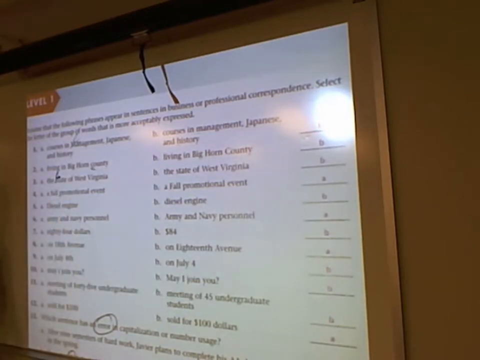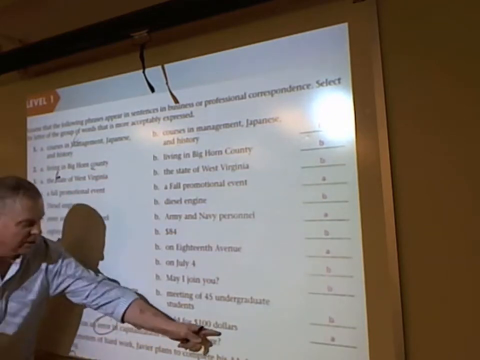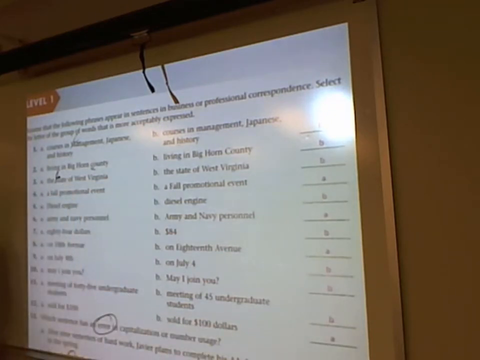May I join you? We want to capitalize the first letter of the sentence, and it does have a question mark, so letter B is the correct answer. And then meeting of 45 undergraduate students. 45 is a number above 10, so it should be a figure, so letter B is the correct answer. And then finally, sold for $100. This one includes the word dollars outside of the dollar sign, so it's redundant, so letter A is your correct answer. Okay, that brings us down to number 13.